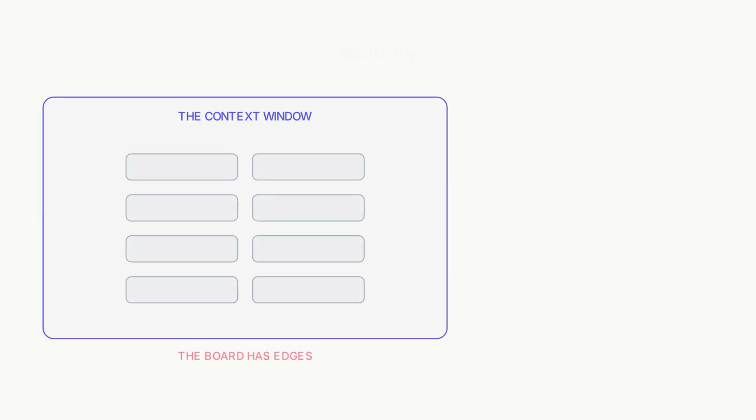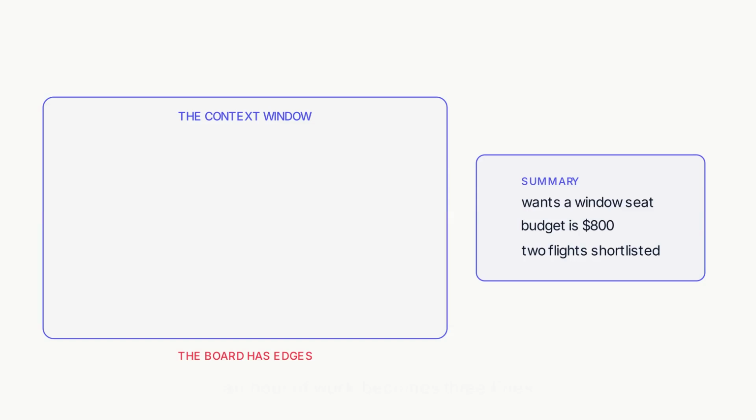A long working session will eventually fill it completely, so agents manage short-term memory deliberately. When the board gets crowded, older exchanges get compressed into a brief summary. The full transcript of an hour of work becomes 3 lines. Customer wants a window seat. Budget is $800. 2 flights shortlisted. Room is made for what matters now.